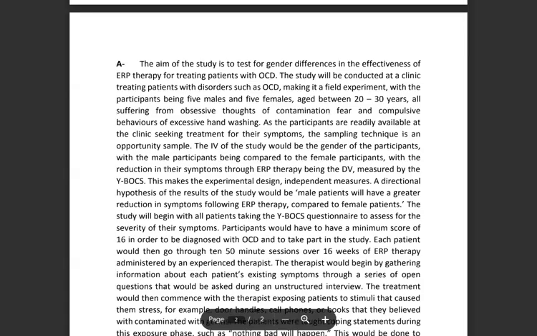So now I'm getting into the sample, right? The who. And I'm mentioning how many participants there are. I'm mentioning their features as well. 5 males, 5 females, 20 to 30 years of age. So I'm keeping them within the same age range. All suffering from obsessive thoughts of contamination fear and compulsive behaviors of excessive hand washing. So one control I'm implementing is that all of them are the same type of OCD.